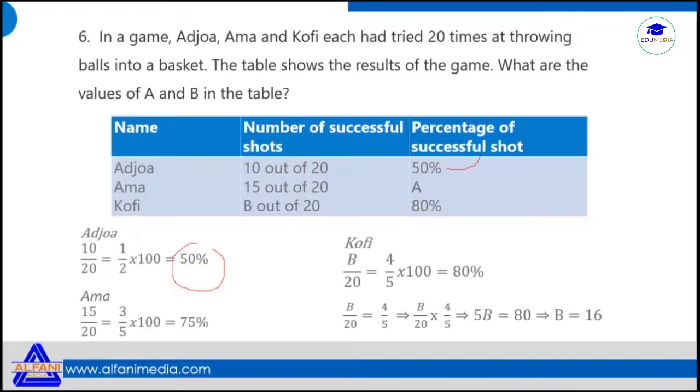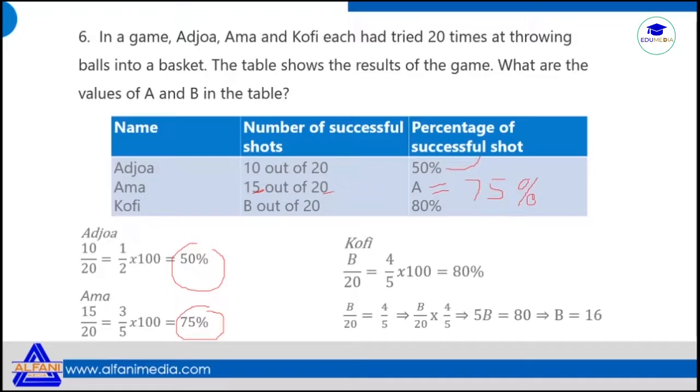Excellent. And then when I get to Ama, I took 15 divided by 20. That gave me 3/5. Now 3/5 times 100 will give me her percentage, that is 75%. So A here is 75%.